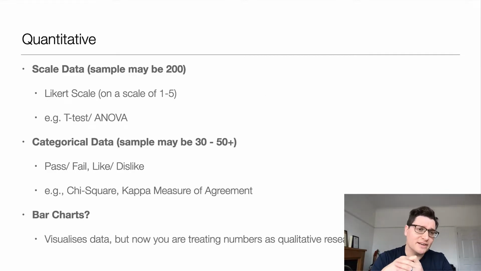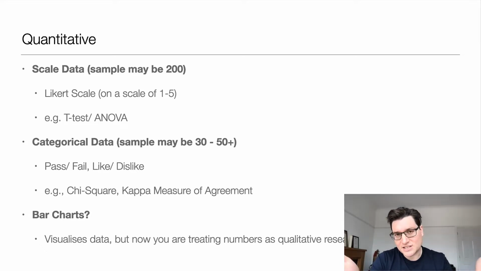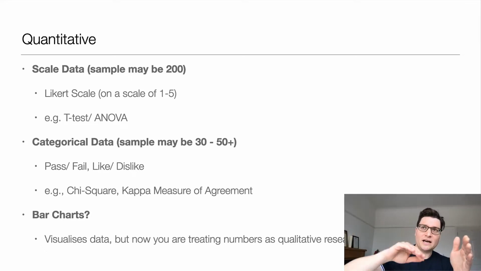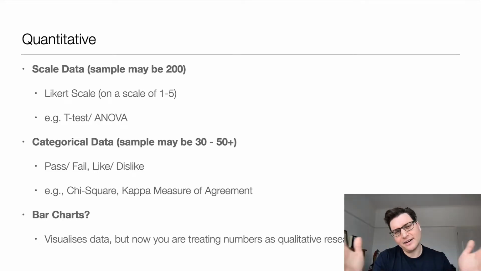Now, quantitative analysis, I'm going to just focus on three things: scale data, categorical data, and then bar charts. So let's take our classic kind of quantitative data, scale data. This is things like the time it takes to do something, or on a scale of 1 to 100, what's your satisfaction, or how many errors did you make, that kind of data.